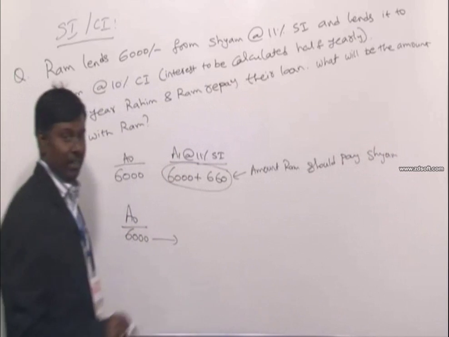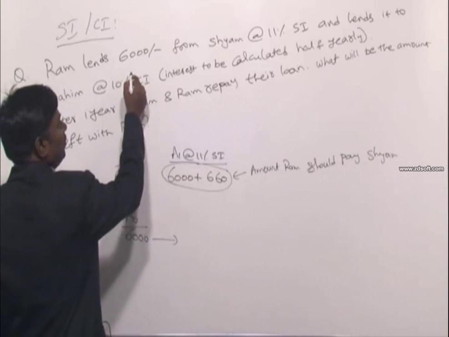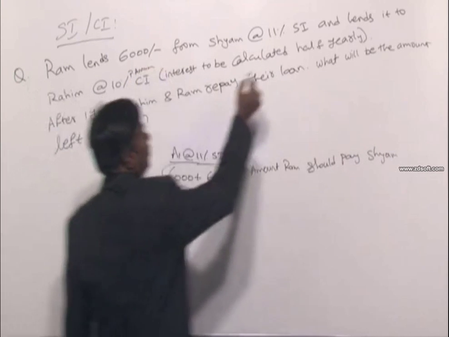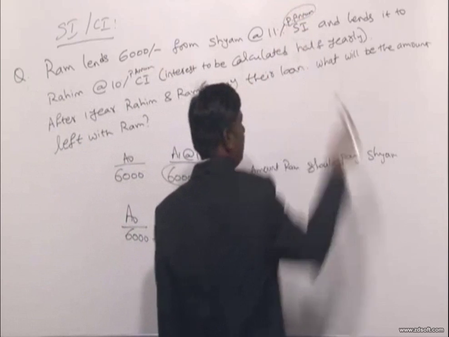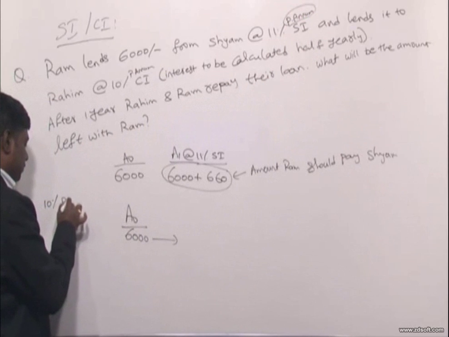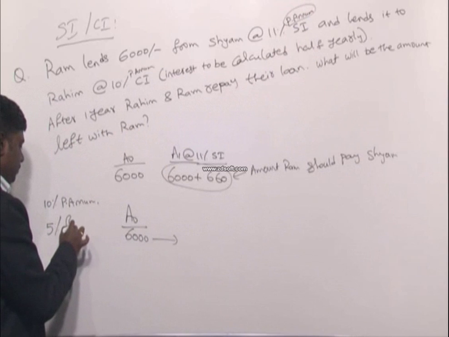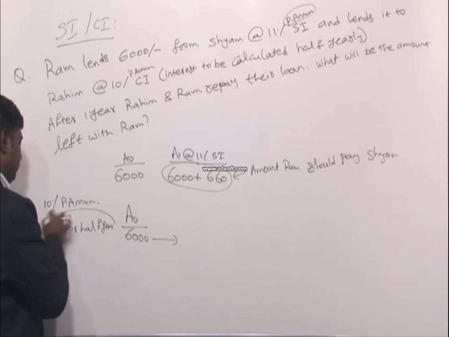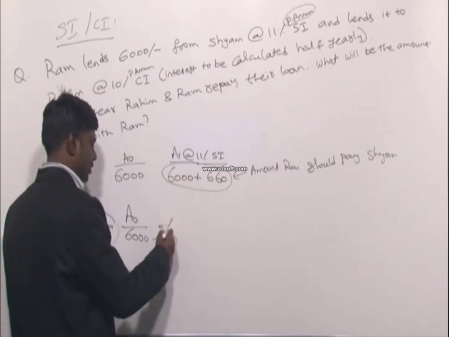Now interest is calculated at the rate of 10% per annum. This is 10% per annum, right? This is also 11% per annum. If the units are not mentioned, it is always taken as per annum. Now 10% per annum, if you calculate for every half year, it is 5% for half year, right?